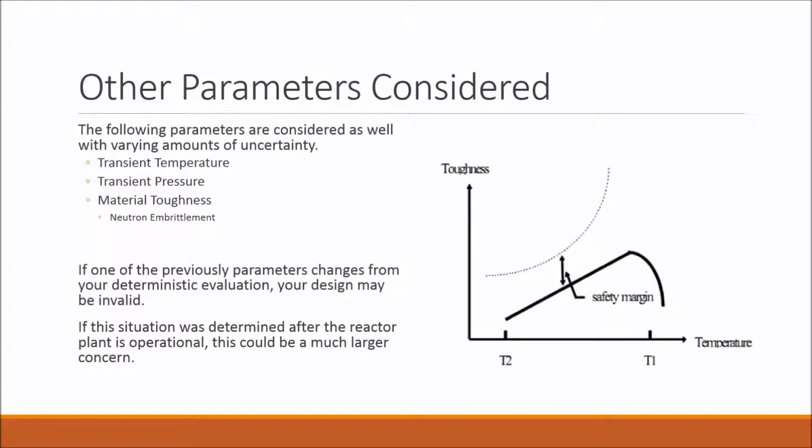However, your design could run into problems in the future if the manufacturer cannot meet these requirements, or even worse, the plant is operational and one of these parameters was determined to have a larger impact than expected. This raises the question of whether this is an actual concern. There is a method to alleviate this problem, which we'll cover in the next slide.